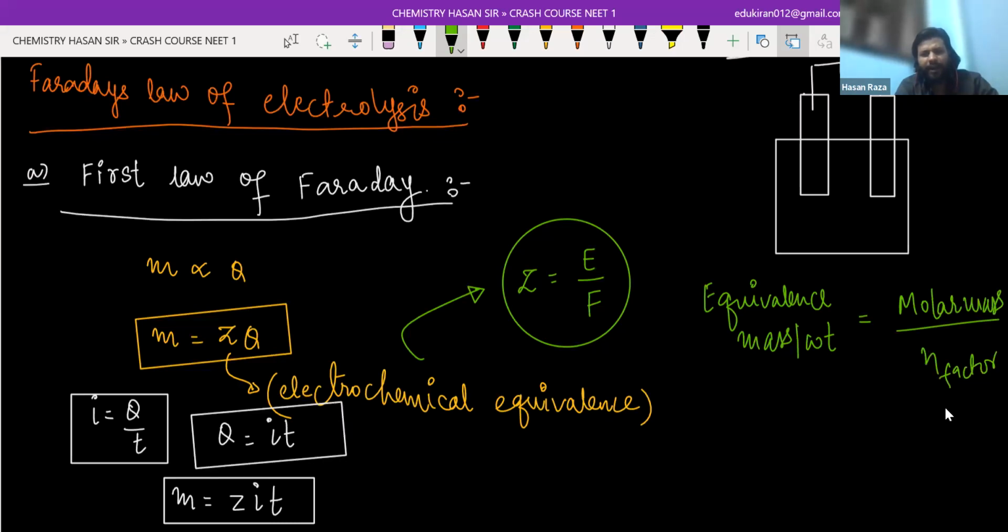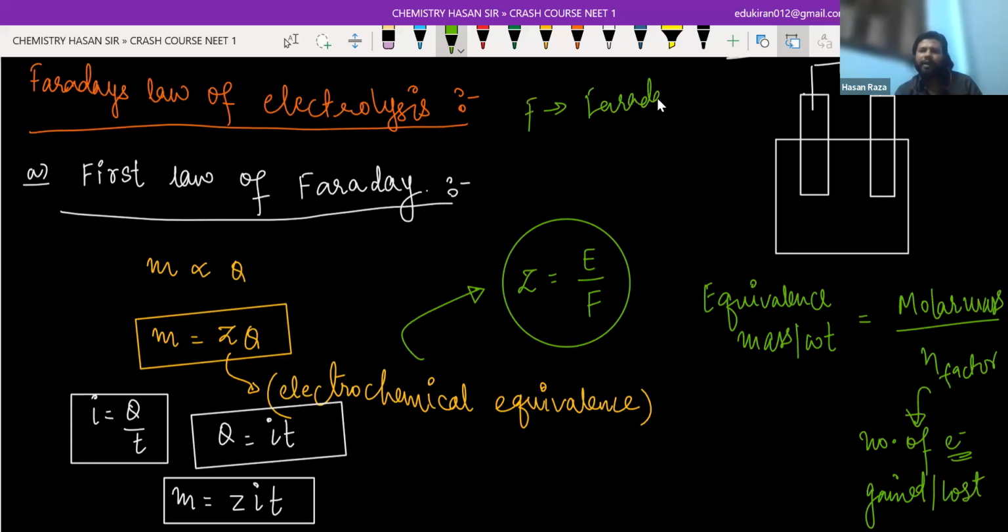And in this chapter, the N factor basically means the number of electrons gained or lost. In the case of the Nernst equation, what was N? That was the number of electrons gained or lost. So that is the same number, either gained or lost. Both are equal, so you can calculate it easily from the equation. And F is your Faraday's constant, and I already told you its value, that is 96,500 coulomb. Is that clear?